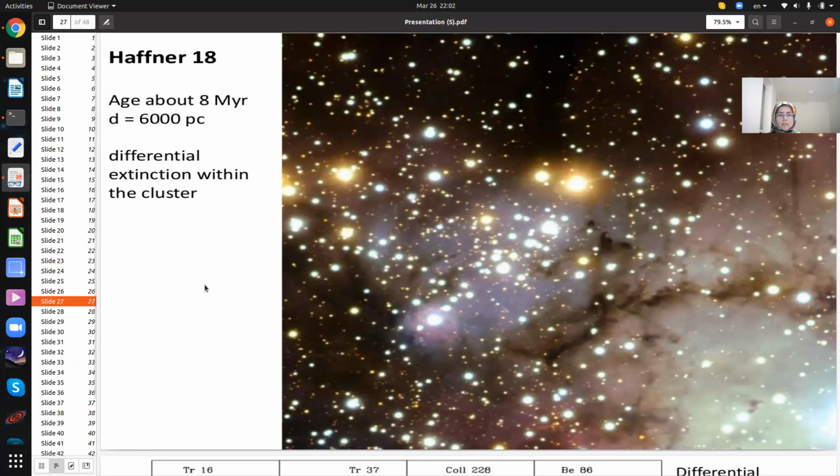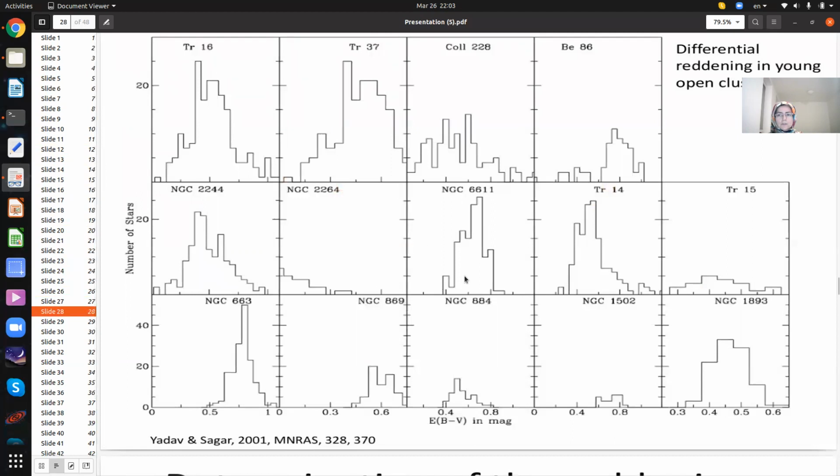You see here Haffner 18, and its age is 8 million years, which is a young cluster. The distance is 6,000 parsec. And you see some differential extinction within the cluster, for example here, and we cannot see outside of this extinction or reddening or absorption. You see the differential reddening in young open clusters, that they are so different from each other.